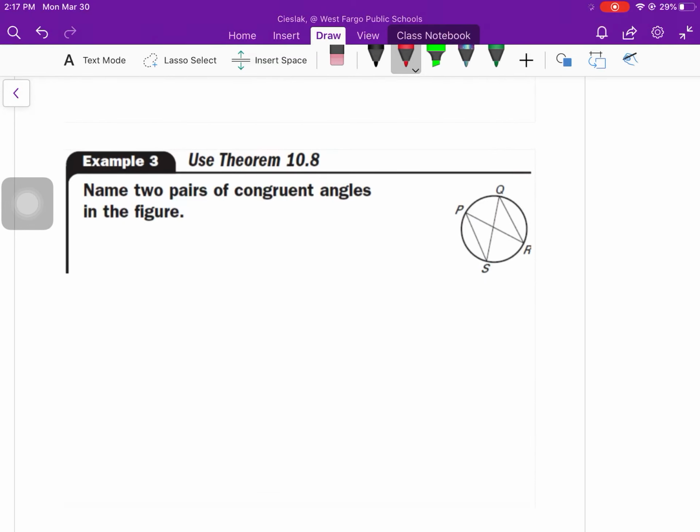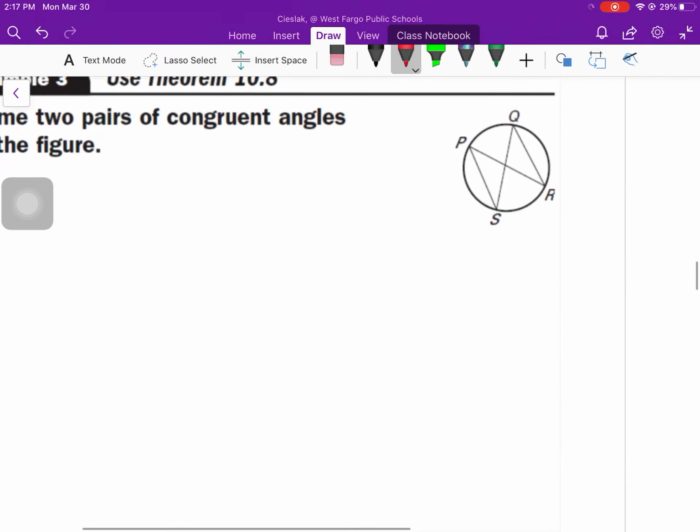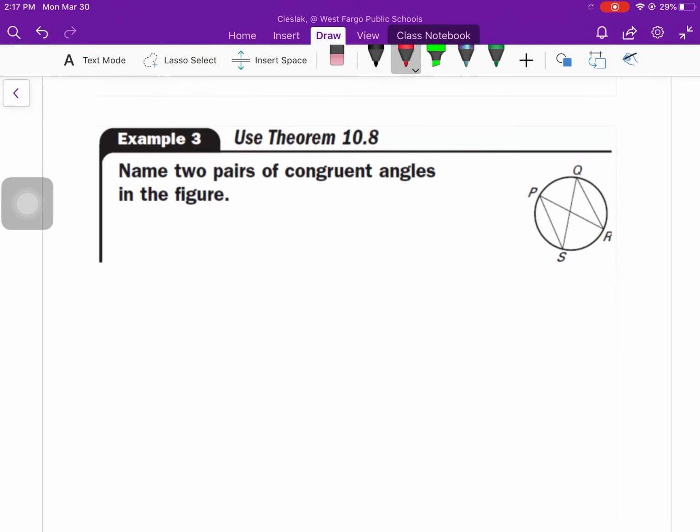This one is just asking us to name two pairs of congruent angles. So what I'm going to do is take a look here. We could do, angle PSQ is congruent to, I could go QRP.